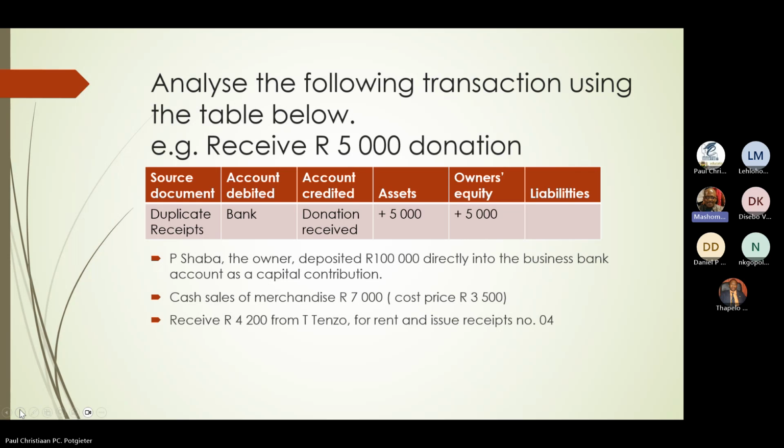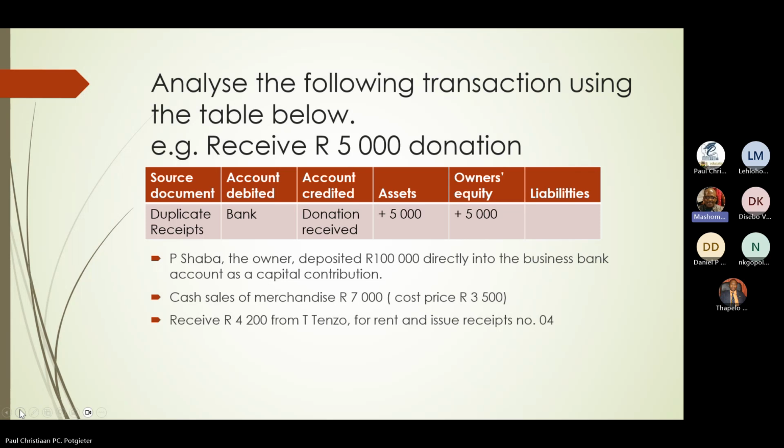Now, we have 3 transactions that we need to analyze. Here are these 3 transactions. The first one: P. Shaba, the owner, deposited 100,000 directly into the business bank account as a capital contribution. Remember, again, here the bank is automatically affected. Now, learners, you need to identify the contra account. I'm moving to the next transaction.